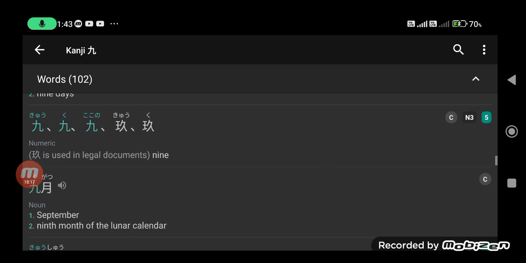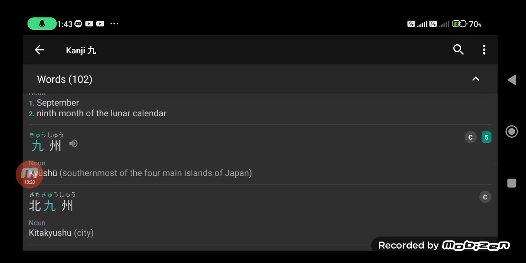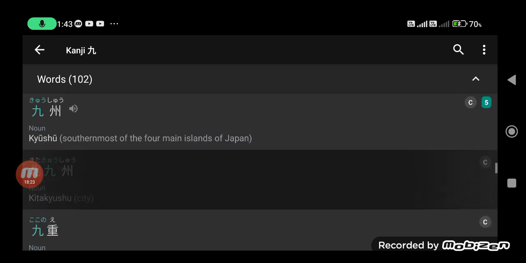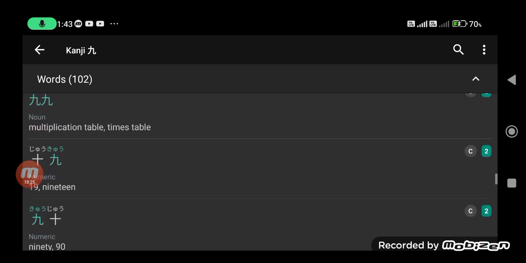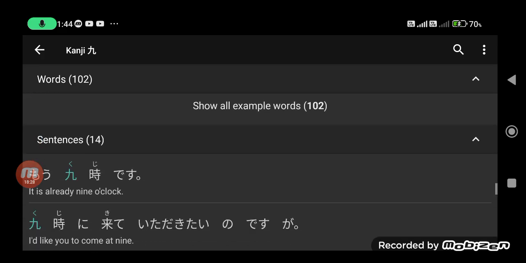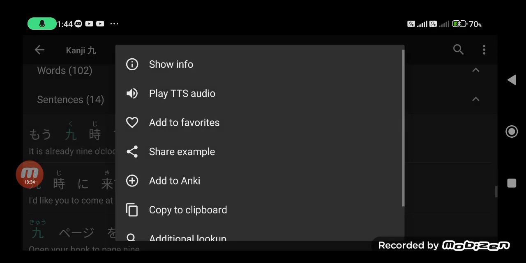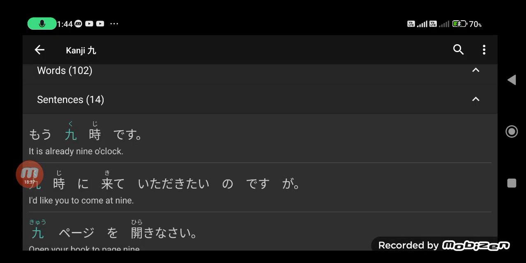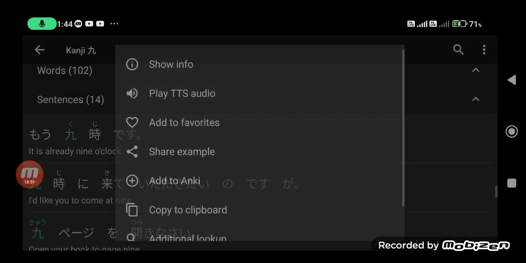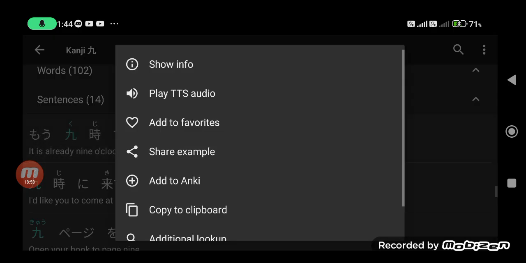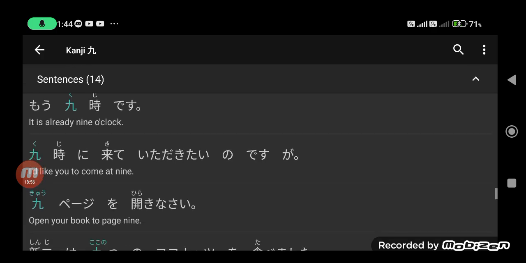Okay, other words. Please just screenshot this. 九州. Okay, it's already 9 o'clock. Example, もう9時です. Kuji. It's not Kyuuji, if you are asked about time. Please be careful. There are times that you have to use the second onyomi, ku, and not kyuu. Just like this one, kuji. 9 o'clock. もう9時です.